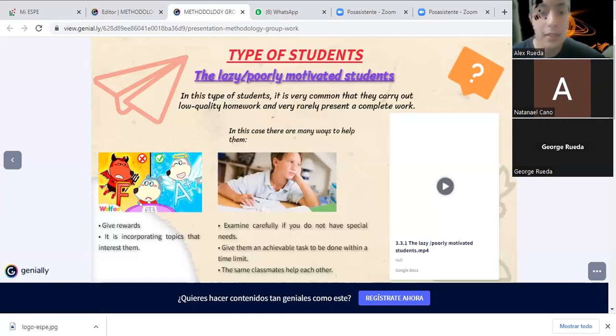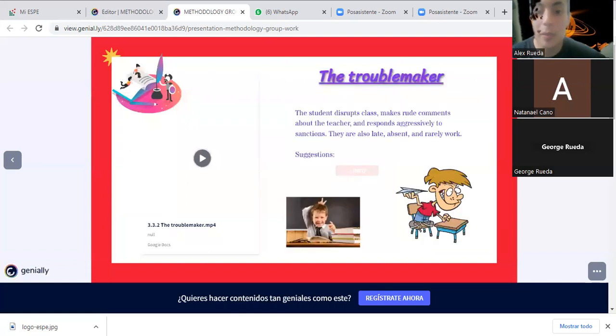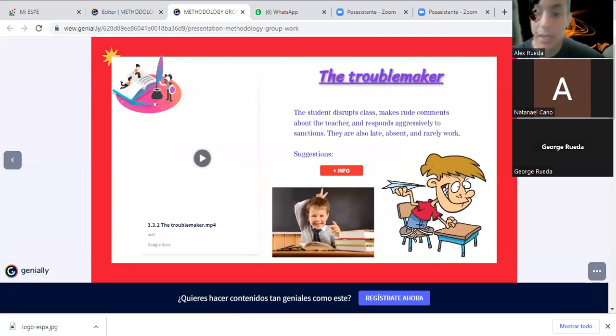The second is the troublemaker. The student disrupts classmates, makes rude comments about the teacher and about the classmates, and responds aggressively to the sanctions. They are also late, absent, and rarely work.